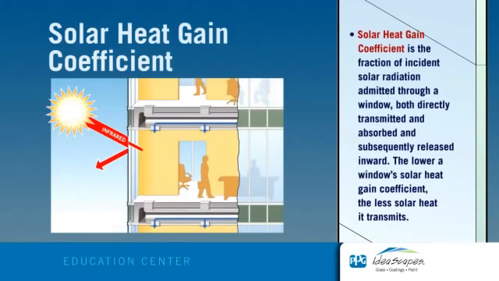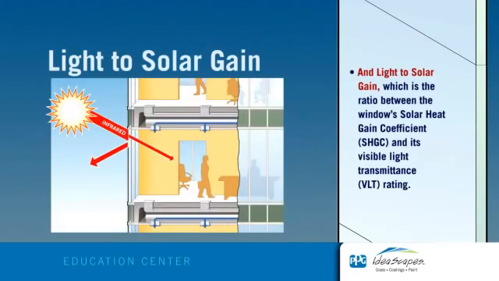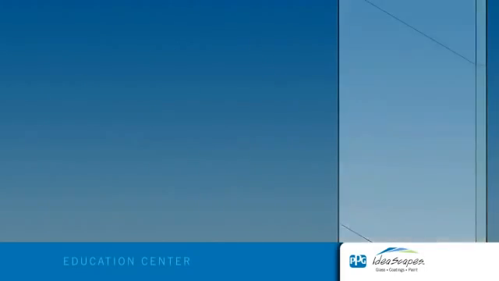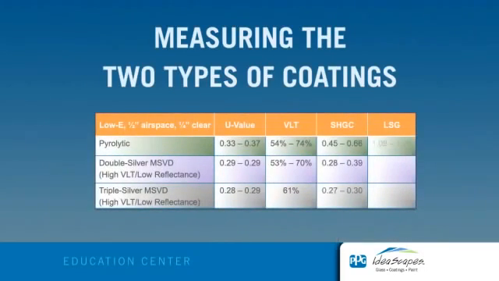Solar heat gain coefficient is the fraction of solar radiation admitted through a window, both directly transmitted, absorbed, and re-radiated inward. The lower a window's solar heat gain coefficient, the less solar heat it transmits. Light to solar heat gain is the ratio between the window's solar heat gain coefficient and its visible light transmittance rating. Here's how the 2 types of coatings measure up.